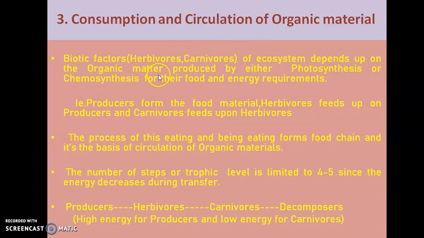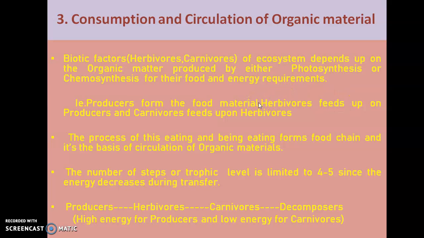The biotic factors, mainly the living components of the ecosystem, like herbivores and carnivores, depend upon this organic matter produced by either photosynthesis or chemosynthesis for their food and energy requirements. That is, the producers form the food material, the herbivores depend upon the producers for their food, and the carnivores depend on the herbivores. So here you can see that an eating and being eaten process takes place. The herbivores eat producers and the carnivores eat herbivores.